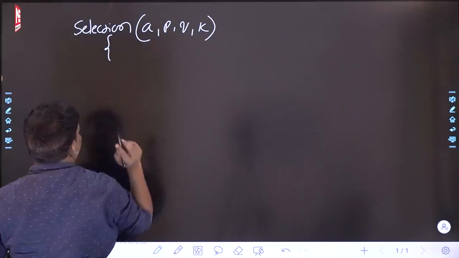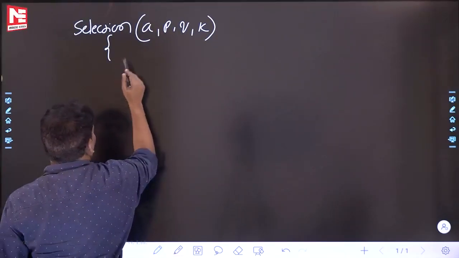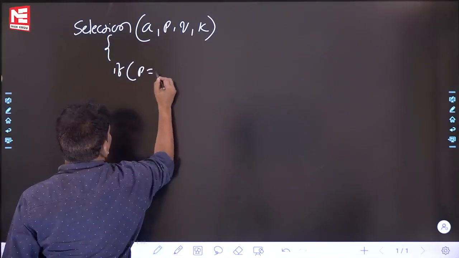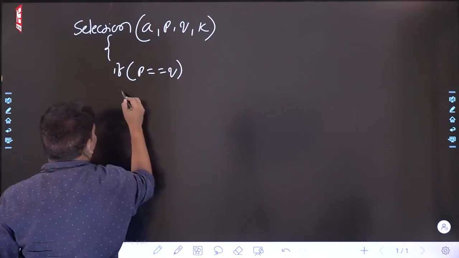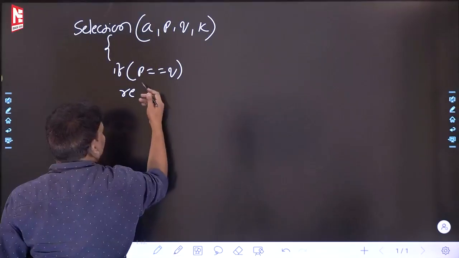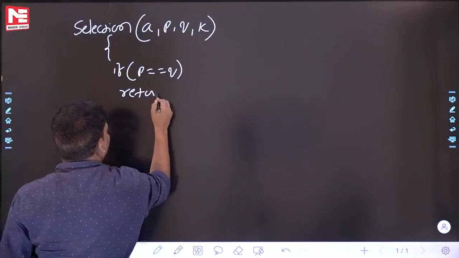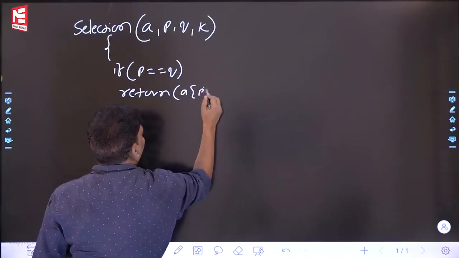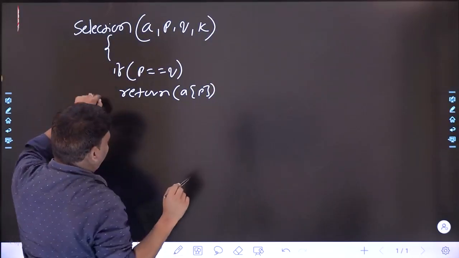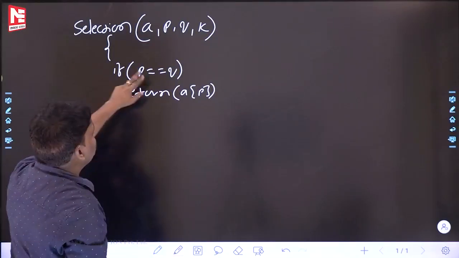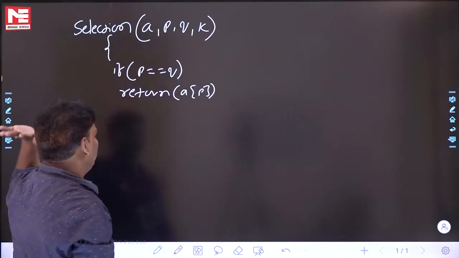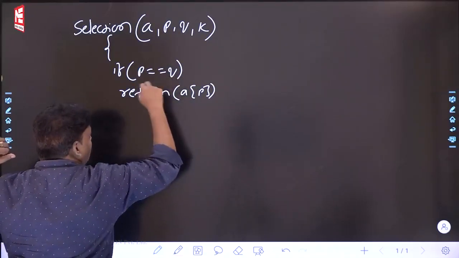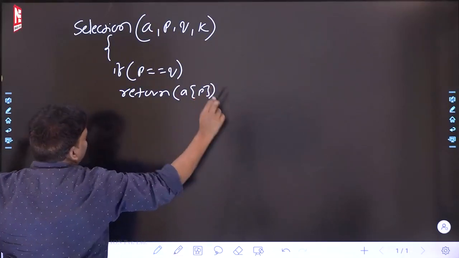Can you help me now? What is the first step? First step, as usual, don't worry about anything else, the if part. So let me write now. If P is equal to Q, what is the meaning? Only one element. If you want position, return P. Otherwise return A of P, which is the element I want. So if P is equal to Q, then return A of P. I want the kth smallest element. P is equal to Q means only one element is there. That itself is the answer.